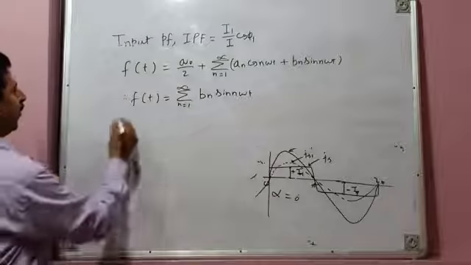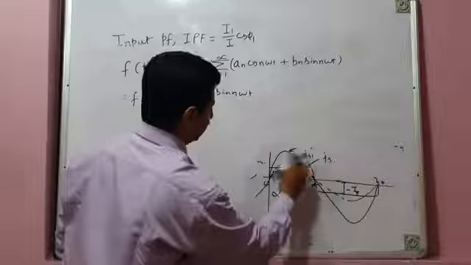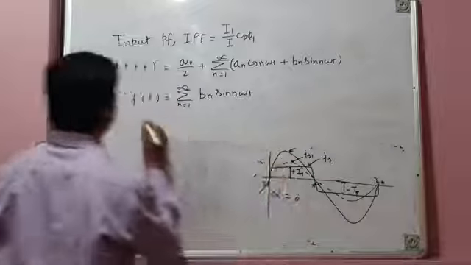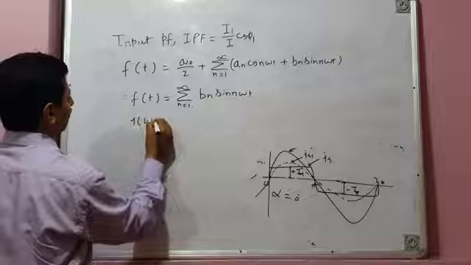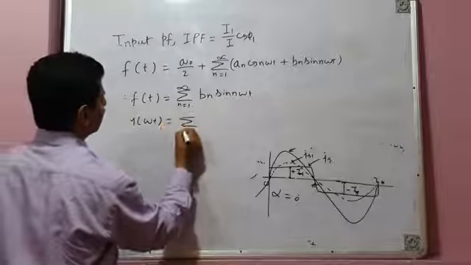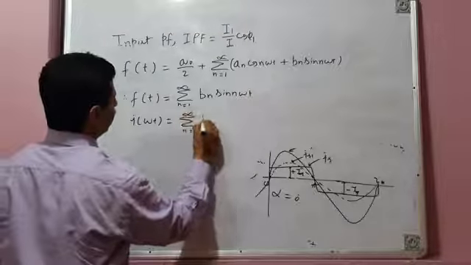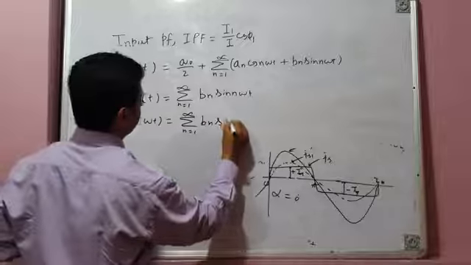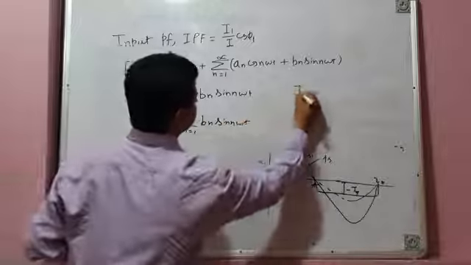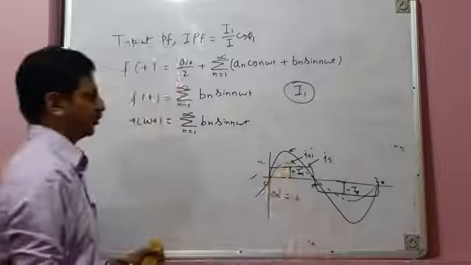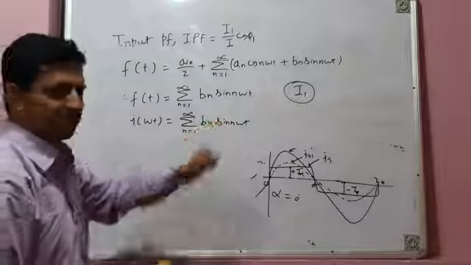Okay. Now, what is our f of t function? It is the current waveform. So I can call this I omega t, equal to summation n equal to 1 to infinity Bn sine n omega t. Actually, I am interested in finding the RMS value of the fundamental component of source current. I am not interested in harmonic components.